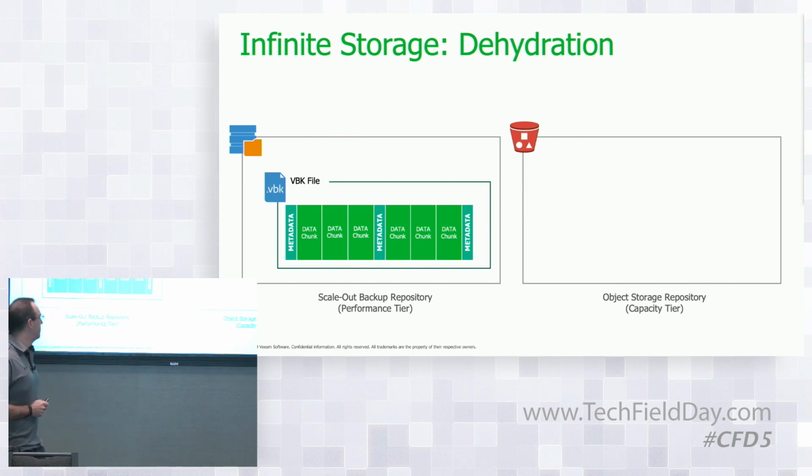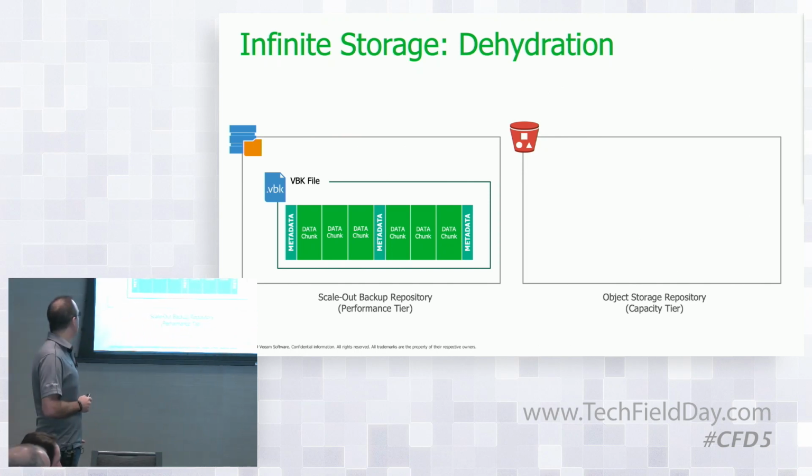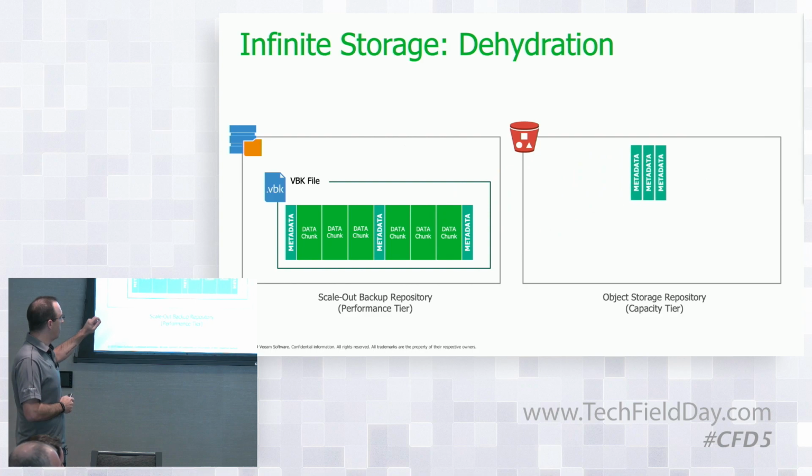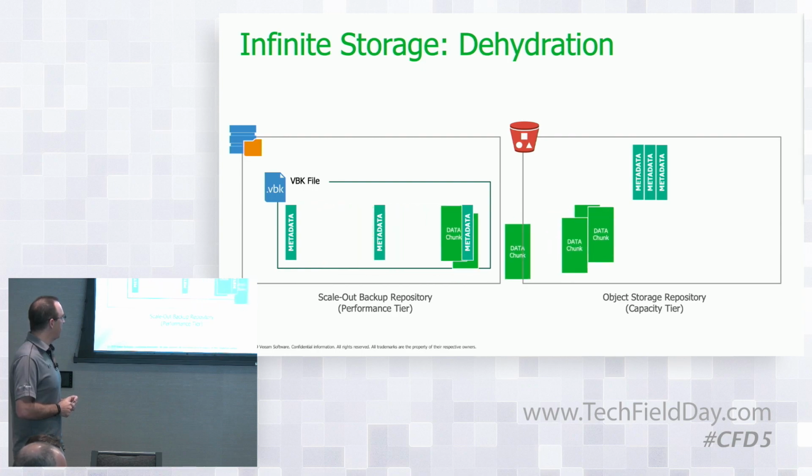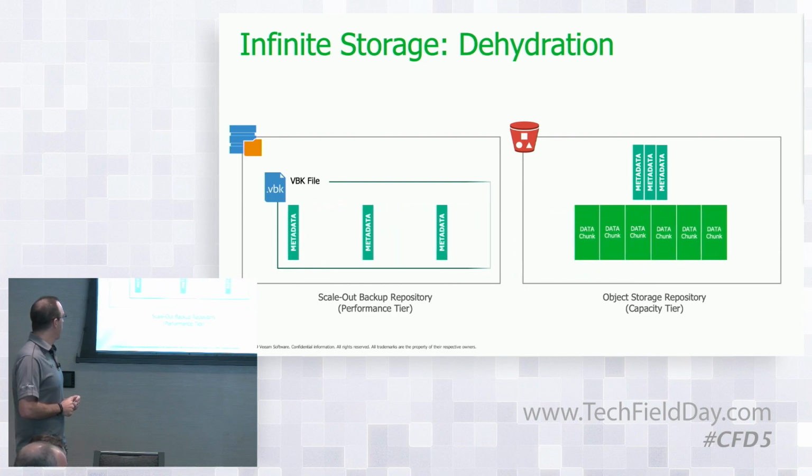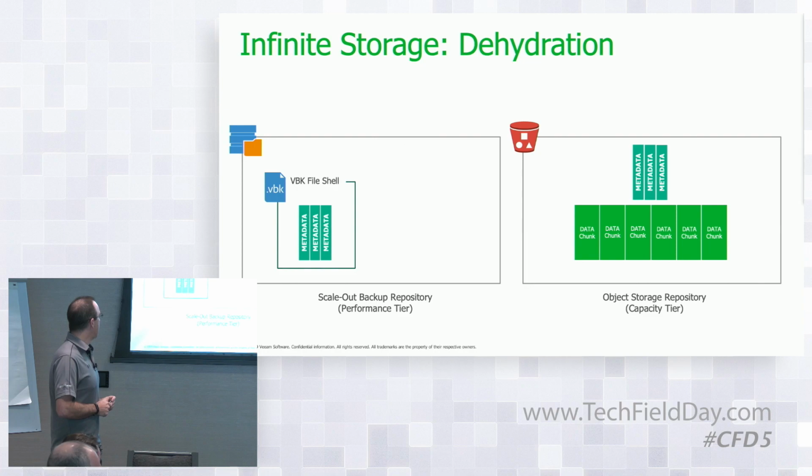And this is a nice simplistic overview of how we actually do it. If you have a look here on the left-hand side, we've got a VBK file. Michael showed you the construct of that a little bit early on, so this is a more simplistic view of it. We've got the metadata, and then we've got the data chunks. So what we're going to do as part of this process to move it is firstly we'll move the metadata into the object storage and the capacity tier. And then we'll shift those chunks of data across, and what we're left with is that shell, or that dehydrated VBK with just the metadata sitting locally, okay?